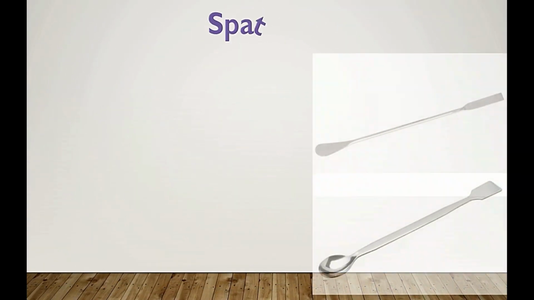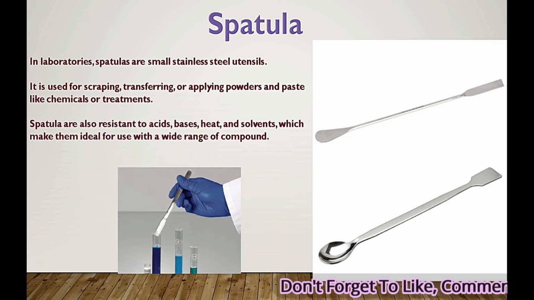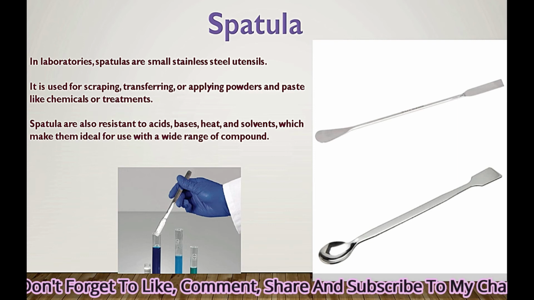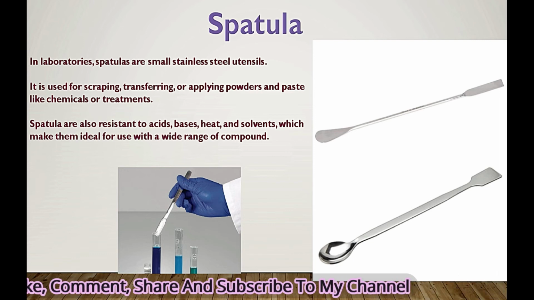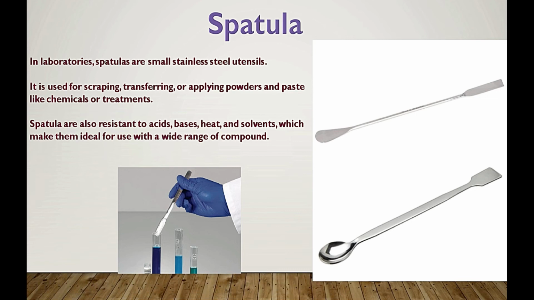Next apparatus is spatula. In laboratory, spatulas are small stainless steel utensils. It is used for scraping, transferring or applying powders and paste-like chemicals or treatments. Spatulas are also resistant to acids and bases and heat and solvents also, which make them ideal for use with a wide range of compounds.